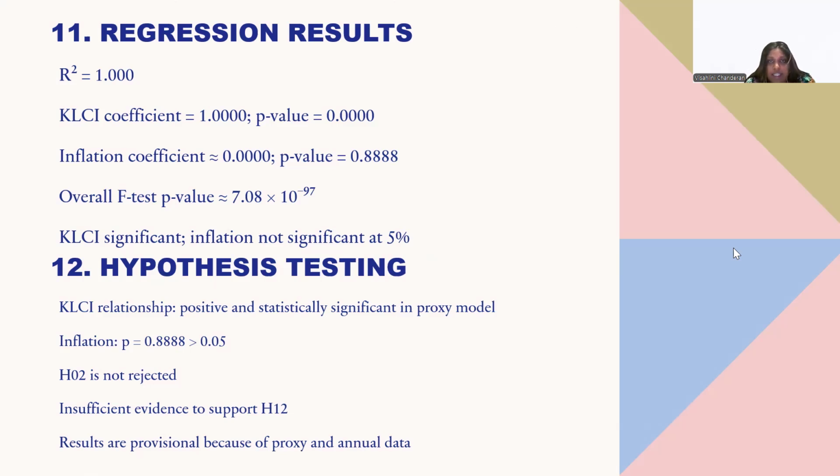For hypothesis testing, the inflation p-value is 0.8888, which is greater than 0.05. Therefore, H0₂, the null hypothesis of no significant relationship between inflation and derivative price performance, is not rejected. There is insufficient evidence to support H1 too. The KLCI relationship is statistically significant in the proxy model, but this finding must be interpreted cautiously because the proxy is constructed from the same KLCI data.